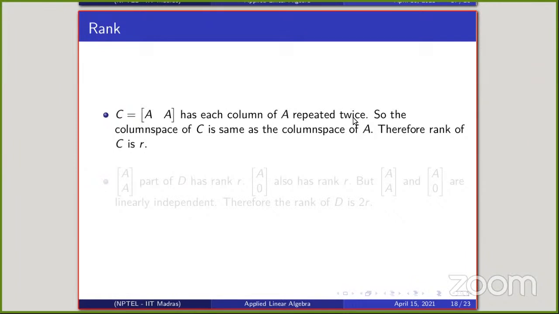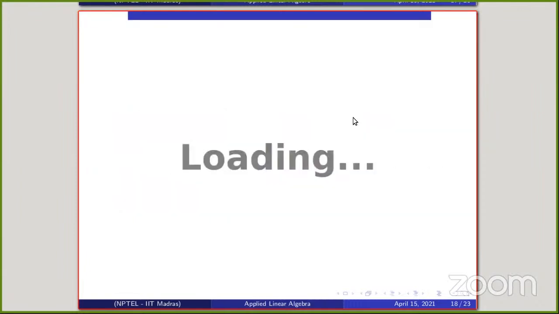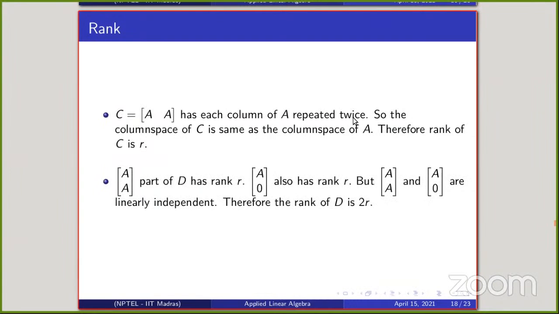So it has the same rank as A, which is R. And if we come to the last example, which is D, it has A in the first half and A0 in the second half. So if you consider the part AA, it has a rank of R. It has each row of A repeated twice, so it has rank R.